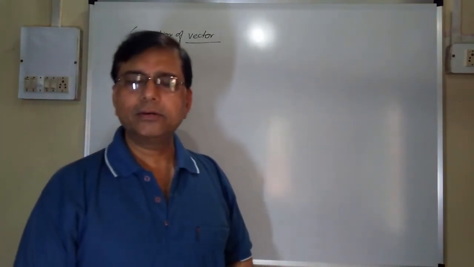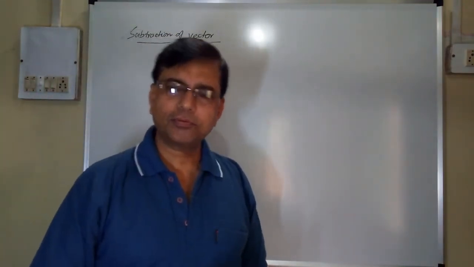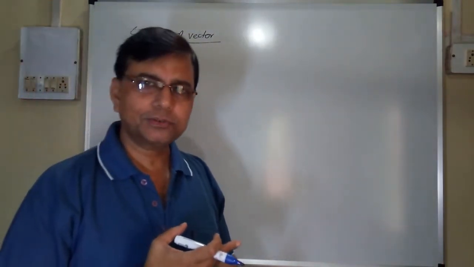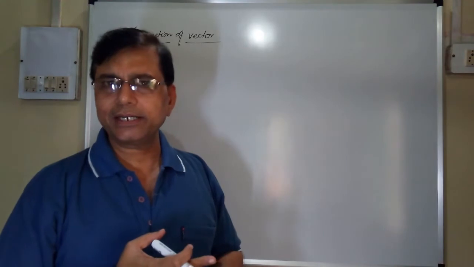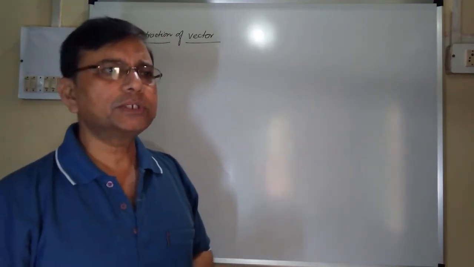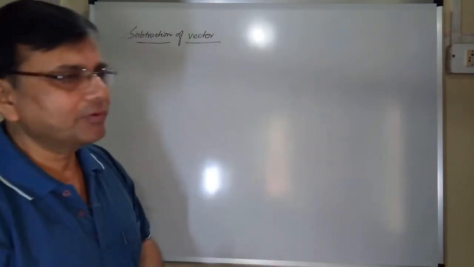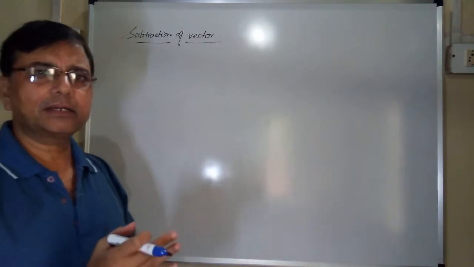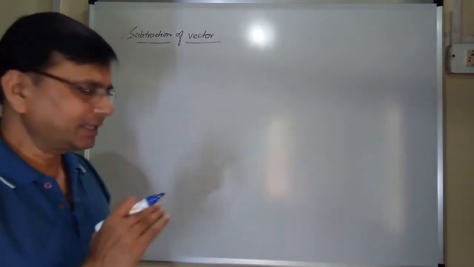We have studied addition of vectors. Means addition, we have studied triangle law of vector addition, polygon law of vector addition, and parallelogram law of vector addition. We are going to study subtraction of vectors. Graphically, I will explain how a vector is being subtracted from another vector.